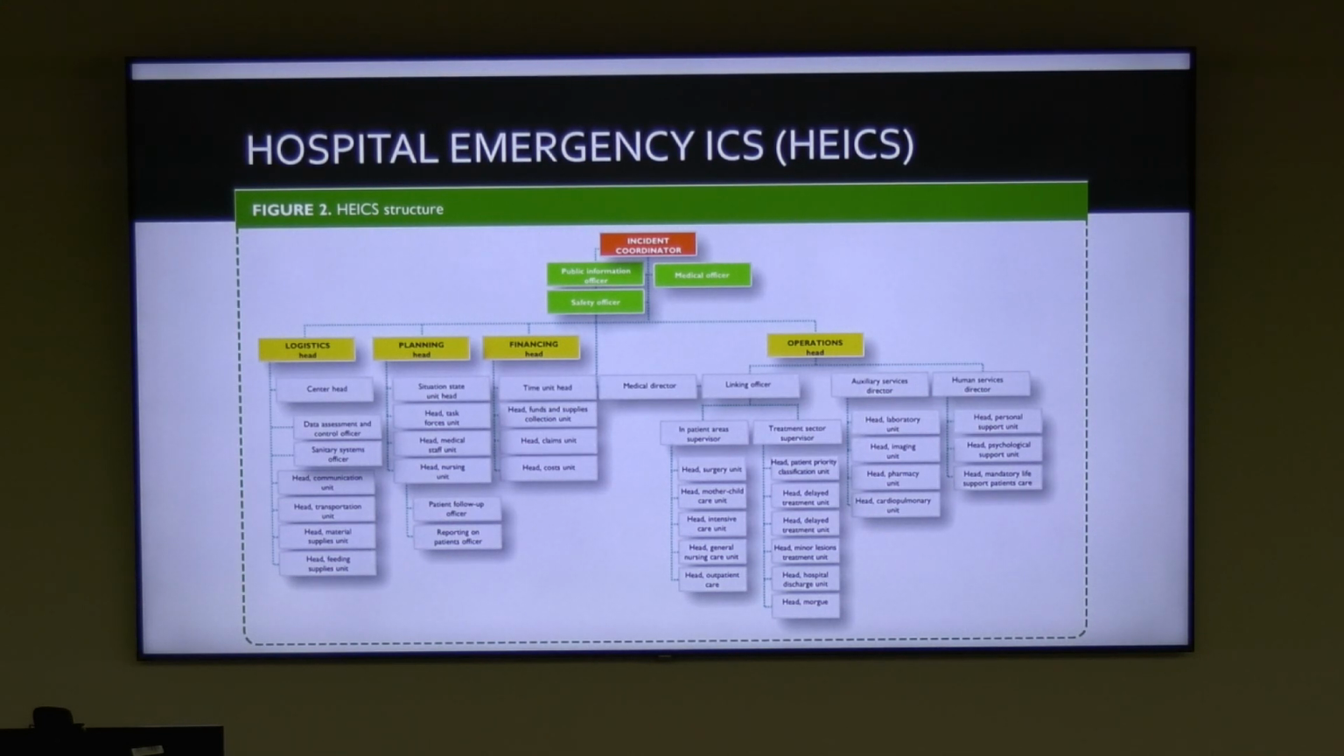Finally, the operations head. This can be extremely intricate because there are so many different operations running simultaneously in a hospital. The most common is the medical director head. This has to do with direct patient care. This can be the providers, volunteers, and nursing staff, which each department would have their own head. For example, in inpatient areas, there's a supervisor that heads the surgery unit, the mother-child care unit, the intensive care unit, the general nursing, and then also there's outpatient care.